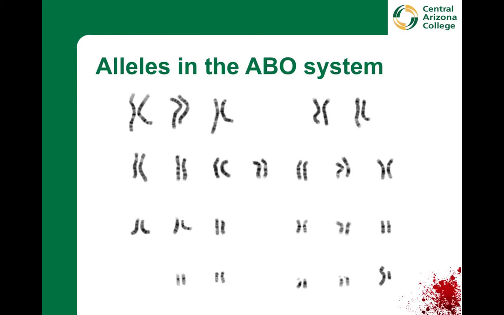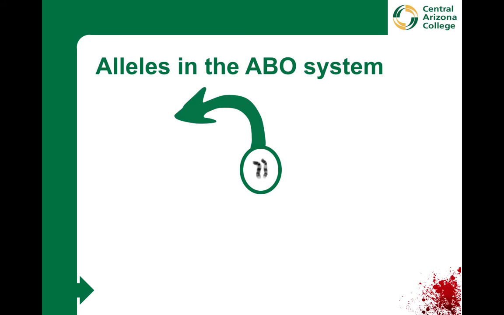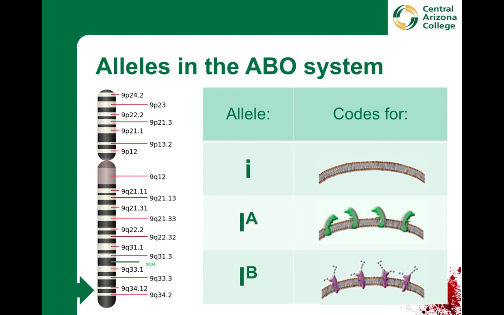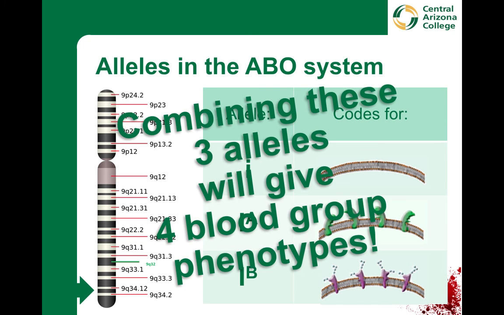Alleles in the ABO system are located in the long arm of chromosome 9. Remember, this is not Mendelian inheritance, so instead of 2, we worry about 3 alleles. We are going to use lowercase i for base, so that is our plain donut. We are using capital I with a superscript A for antigen A, so that is the plain donut with A sprinkles. Finally, we have the third allele, which is B antigen. So just by having these 3 alleles, you can actually make all 4 blood group phenotypes.